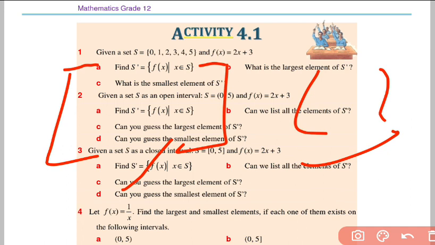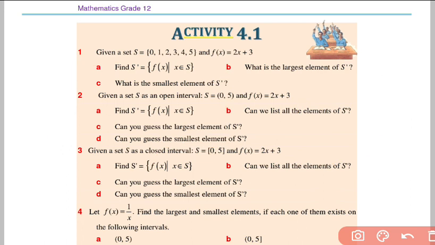Honey, do you know? When we draw a graph, let's draw a graph.